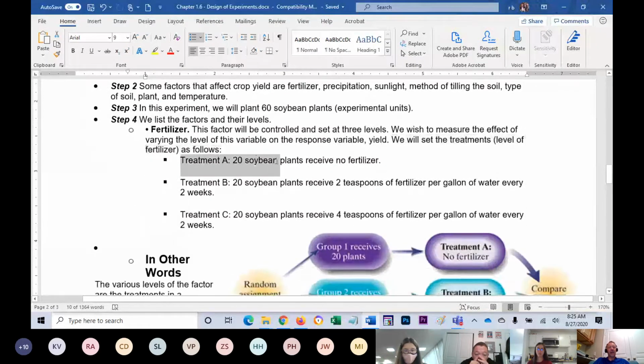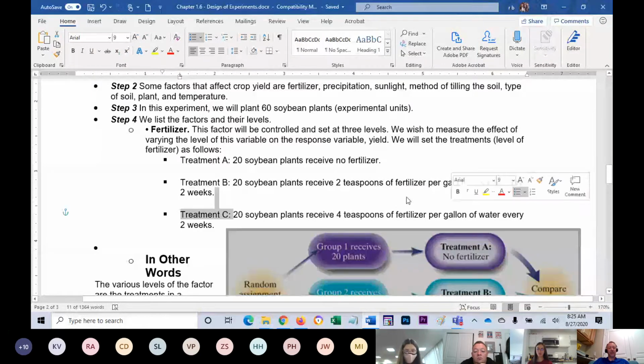So treatment A, 20 plants are going to get no fertilizer. So this is kind of our placebo group. Okay. Treatment B, 20 plants are going to get 2 teaspoons of fertilizer per gallon of water every 2 weeks. Treatment C, 20 plants are going to get 4 teaspoons of fertilizer per gallon of water every 2 weeks.